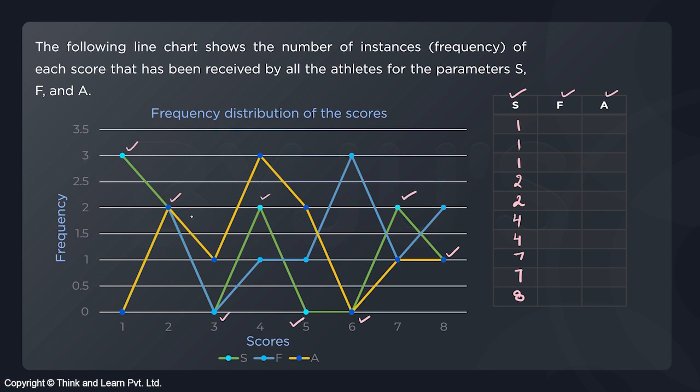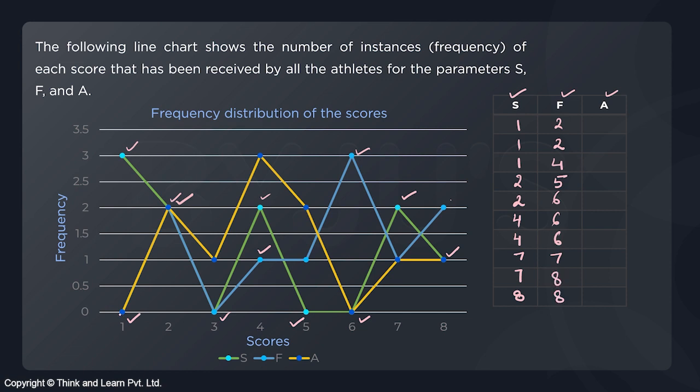Similarly, if I talk about flexibility, 1 appears 0 times, 2 appears 2 times, 3 appears 0 times, but 4 appears 1 time, 5 appears 1 time, then 6 appears 3 times, so 6 is appearing thrice, 7 appears 1 time, I'm sorry, 1 time, and 8 appears 2 times, so 8 is appearing twice.